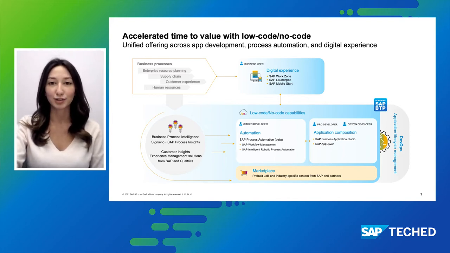This is currently available for co-innovation partners and will soon be available for general audience in the first quarter of 2022. This tool is closely aligned with business process intelligence to provide insights to action for process automation, as well as application development with the launch of SAP AppGyver and new functionalities in SAP Business Application Studio to enable the entire developer continuum to accelerate application development. And finally, in the area of digital experience, we offer SAP WorkZone, SAP Launchpad, and SAP Mobile Start to drive employee productivity and make newly built applications available to everyone in the company.